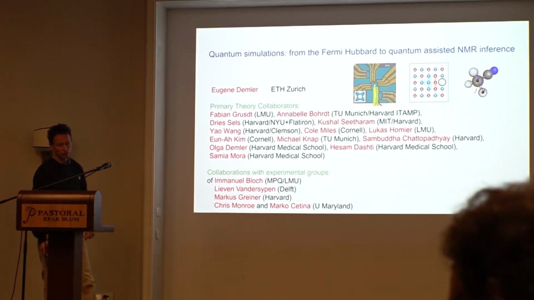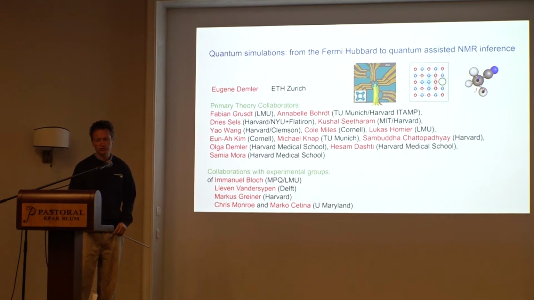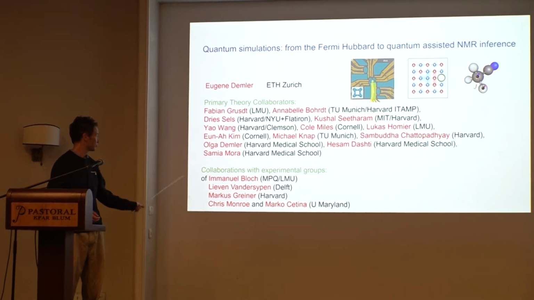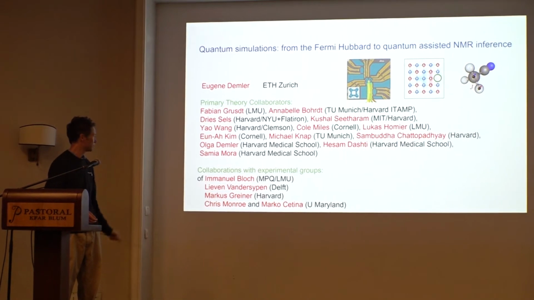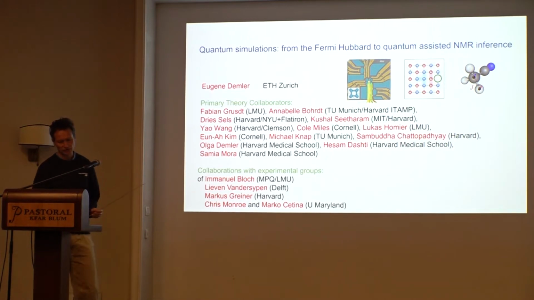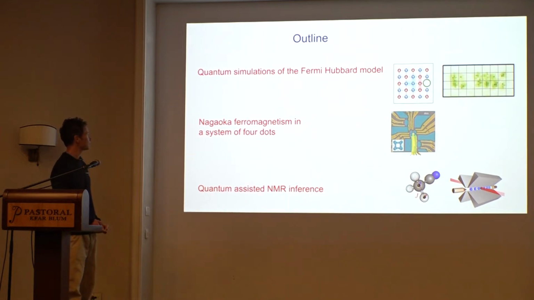And what made this work particularly rewarding was the opportunity to interact and collaborate with several experimental groups, in particular with the group of Immanuel Bloch in Munich, Leo Kouwenhoven in Delft, Markus Greiner at Harvard, and the group of Chris Monroe and Marcus Ettin in Maryland, but now they moved to Duke. So this is a brief outline of my talk.